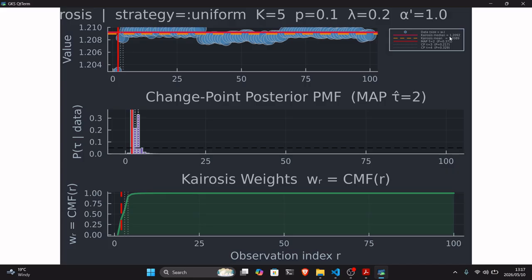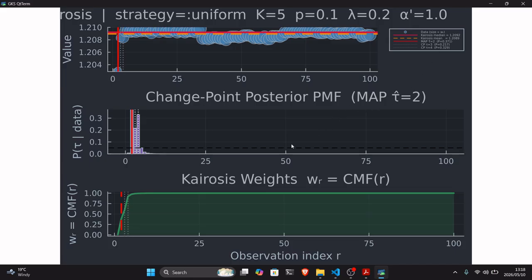Kairosis median is at 1.2. Kairosis mean is at approximately 1.2. MAP, maximum a posteriori, is at tau equals 2, which is essentially the max posterior with a probability of 0.371. Change posterior at tau equals 3 has a probability of 0.217. Change posterior at tau equals 4 has a probability of 0.329.